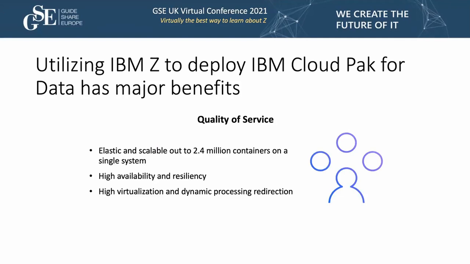The next thing is we're looking at the quality of service it provides. So what you want to look at is elastic and scalable containers. On one system, you can have 2.4 million containers, and you can scale up to that. Depending on what your business needs or what a client's business needs, we can scale up to 2.4 million, which gives them enough scalability to work on as much as they want.